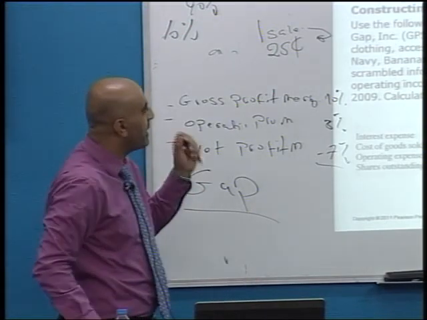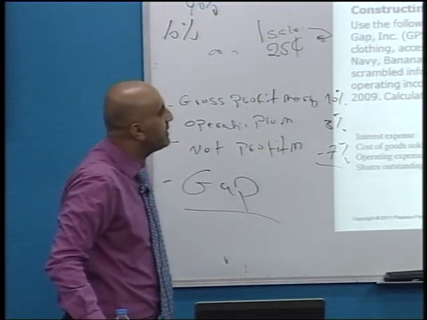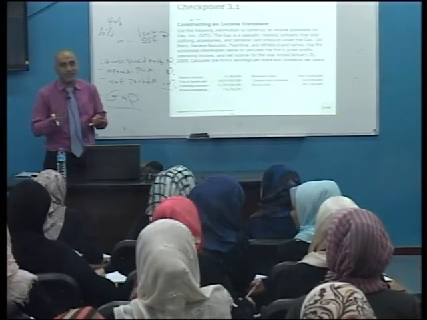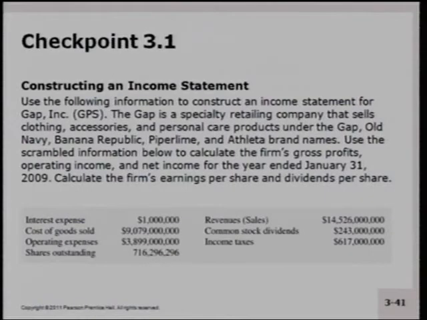Okay, so Gap, Old Navy, Banana Republic, Piperlime, and Athleta are brand names. Use the scrambled information below to calculate the firm's gross profits, operating income, and net income for the year ended January 31st of 2009. Then calculate the firm's earnings per share and dividends per share. These are the accounts we have.